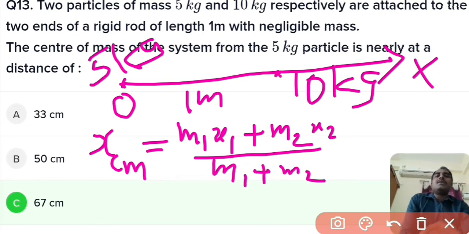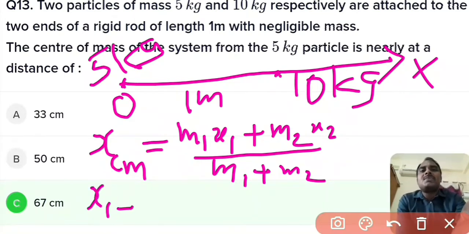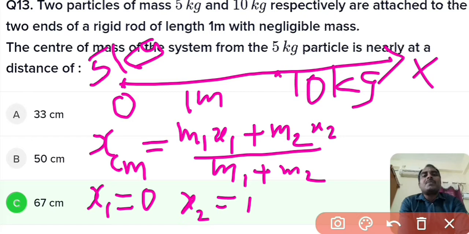Here m1 and m2 are clear: one is 5 kg, another is 10 kg. x1 and x2: x1 is the x coordinate for 5 kg, x1 is 0 because it is the origin, and x2 will be 1 meter, the distance from 5 kg to 10 kg. So you substitute x2 as 1, x1 as 0, m1 as 5 kg, m2 as 10 kg. Then XCM becomes 2/3. 2/3 is the correct answer. C option is the correct answer.